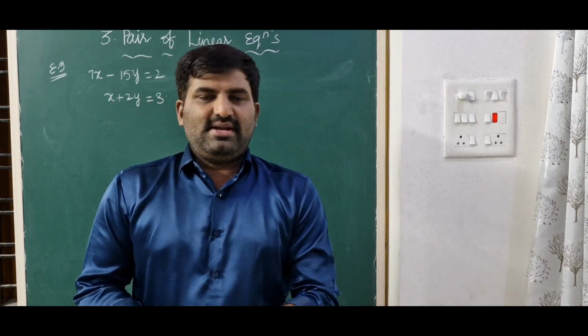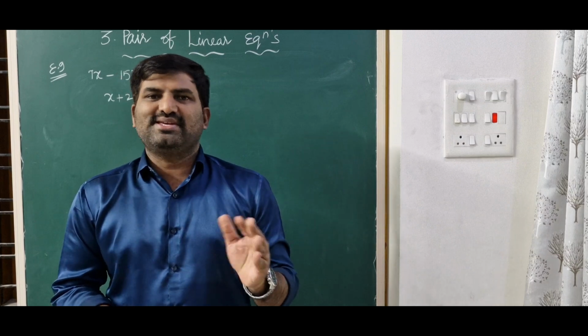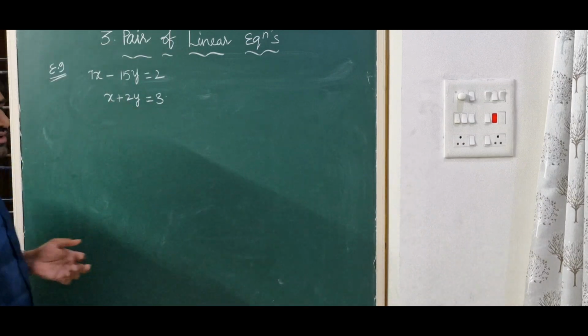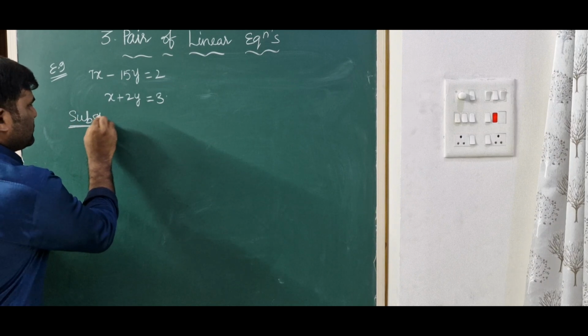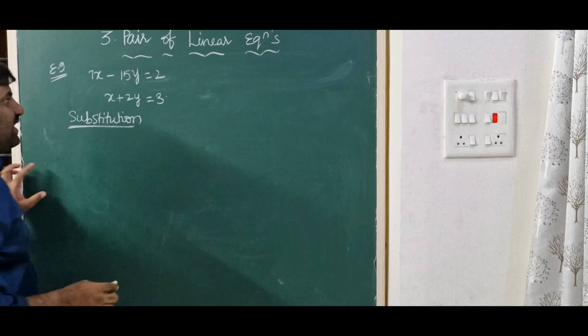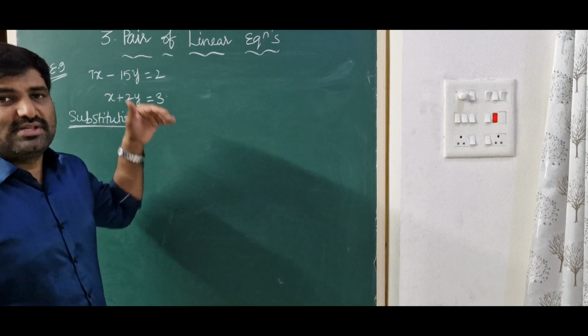Algebraically method is nothing but a substitution method or elimination method. You can solve the question by using any one of the methods. So I will explain both the methods for this question. First one is the substitution method, then the elimination method. See how to do the substitution method. We need to take one variable in terms of another variable and substitute in the other equation.